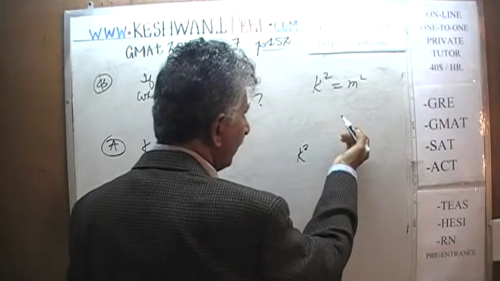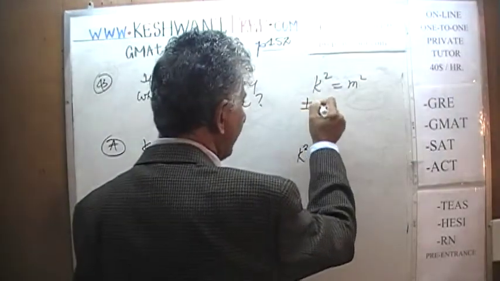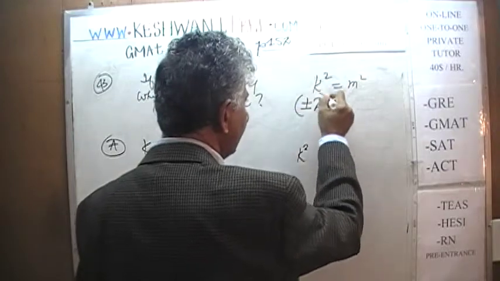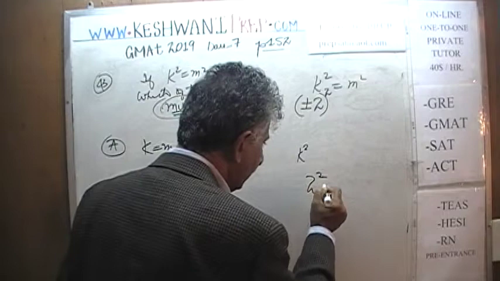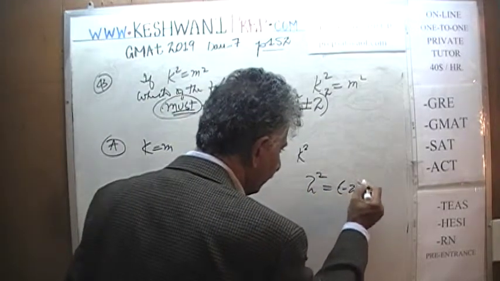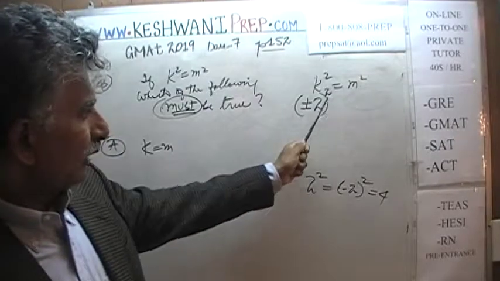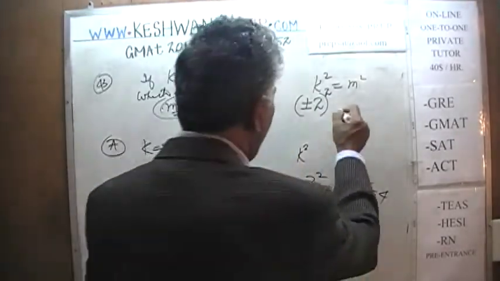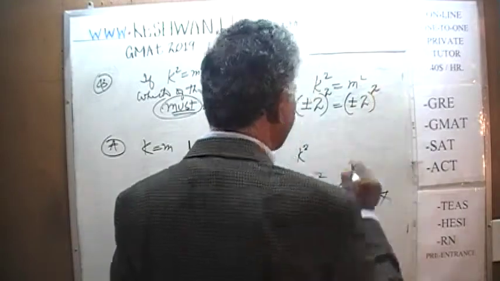If k squared is equal to m squared, for example, if you were to plug in numbers here, k could be positive 2 or negative 2. In both cases, k squared would be 4. The square of 2 is 4, and the square of negative 2 is also 4, which means this quantity is 4, which is equal to m squared, which means m can also be positive 2 or negative 2. Just plug in some numbers.